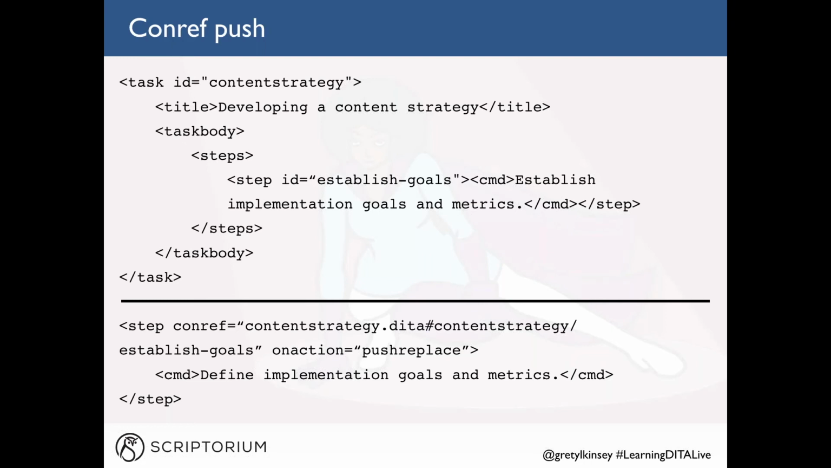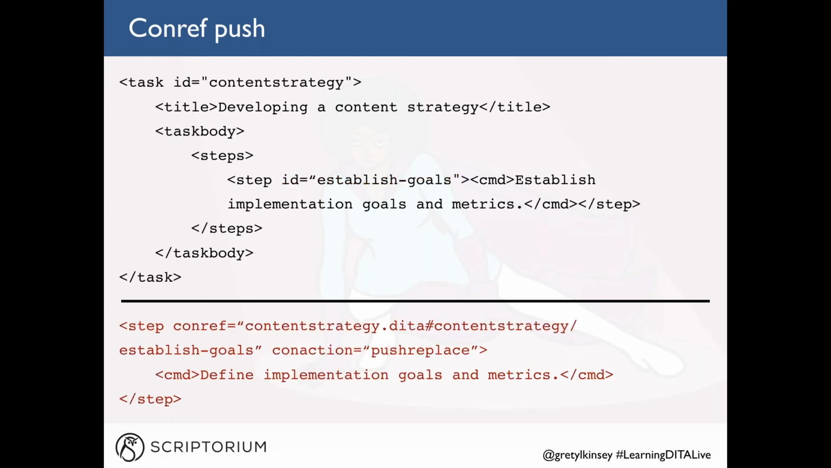So let's break this code sample down a little bit and talk about how this all works. First, you're going to need a topic that the content will be pushed into. So in this case, we've got a task topic that's called developing a content strategy. And that topic needs to have the element that you'll be pushing your content around or replacing, such as the step. And that element needs to have an ID. So in this case, you can see that we have given our step element an ID of established goals.